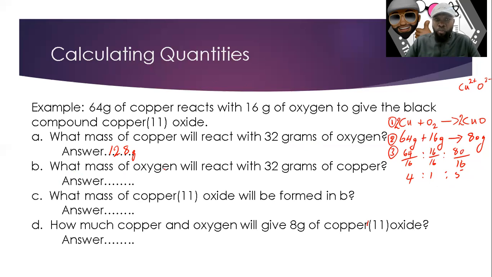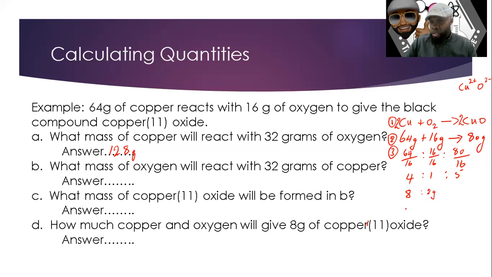Next question, B: what mass of oxygen will react with 32 grams of copper? So now I've got 32 grams of copper here. Again, my ratio is 4 copper to 1 oxygen. Now, if I've got 4 copper, it will need to react with 1 oxygen. So what if I've got, let's say, 8 grams of copper? How much oxygen would it need to react with? It will double, won't it? It will be 2. So if 4 to 1, then 8 grams of copper will need to react with 2 grams of oxygen.